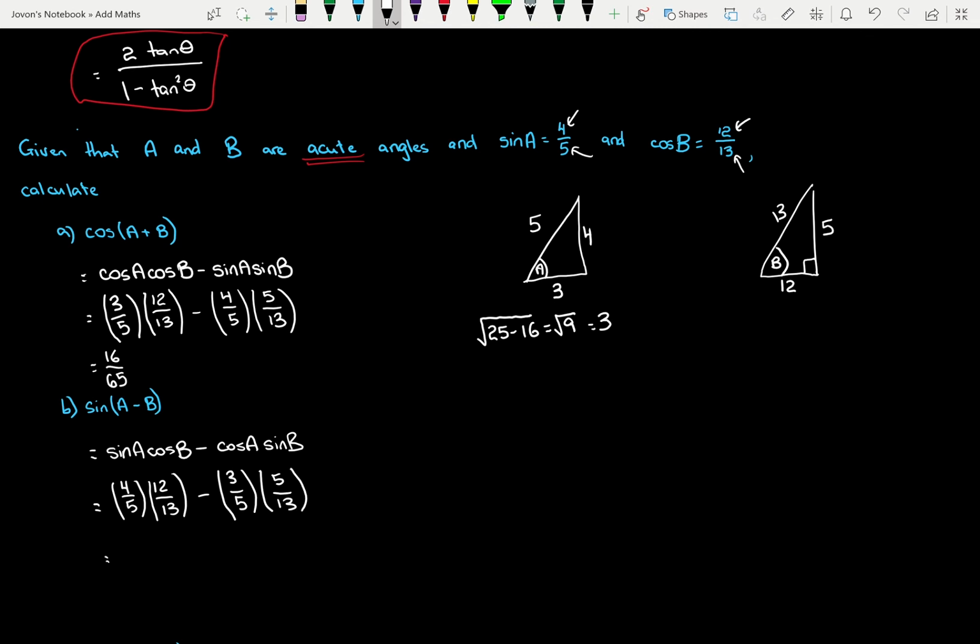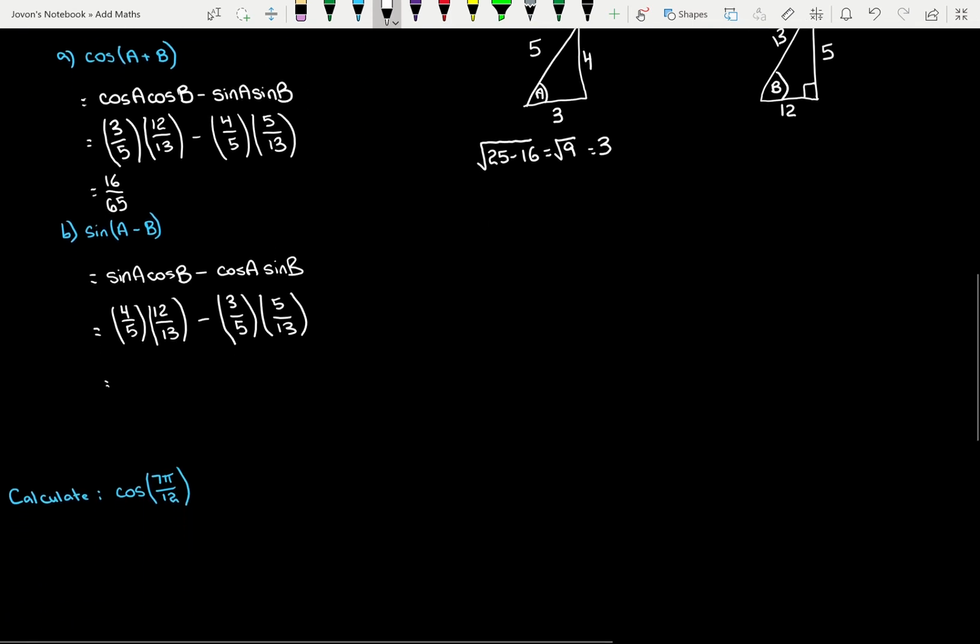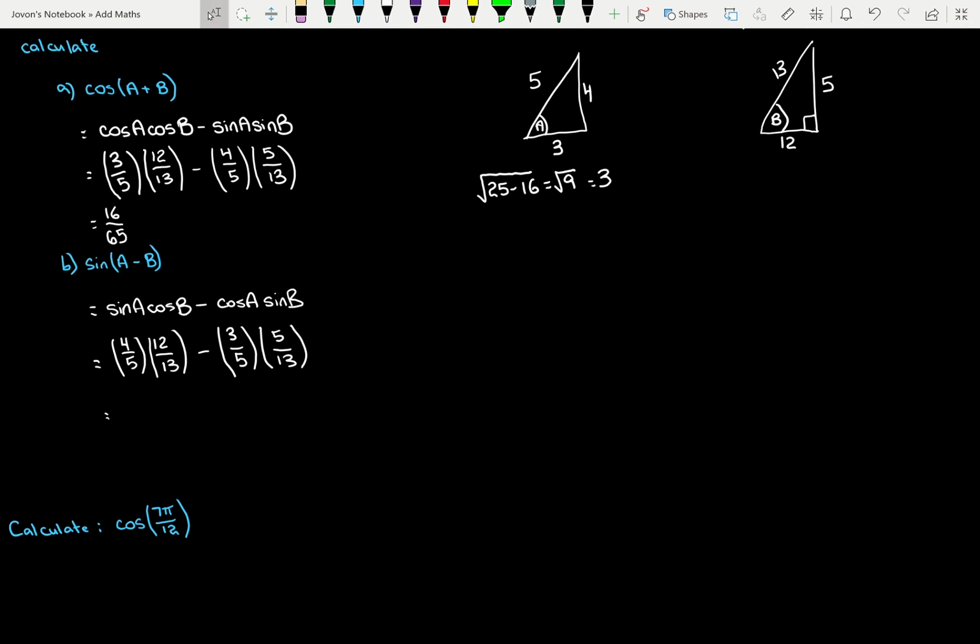Okay, and then let me just get my calculator to calculate this. So it'd be 4 over 5, 12 over 13. When you're watching these videos, by the way, what you could actually try to do is pause the video and do the questions, and then see if you get the same answer that I get. That way you'll actually get practice yourself. And this works out to be 33 over 65. And that's it for that question.